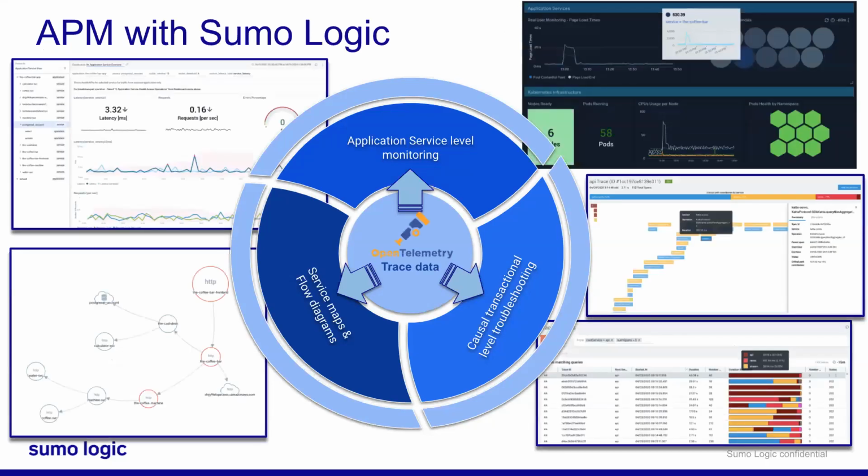With Sumo Logic, we provide all of this functionality for you with application service level monitoring. You can understand where your application stands with respect to the SLAs, the latencies, etc. With transaction level troubleshooting, we help you to quickly identify issues. We help you to identify where the issue is happening, as well as to troubleshoot and then fix the issues. With service maps and flow diagrams, we help you to understand the relationships and dependencies between various different components within your application.